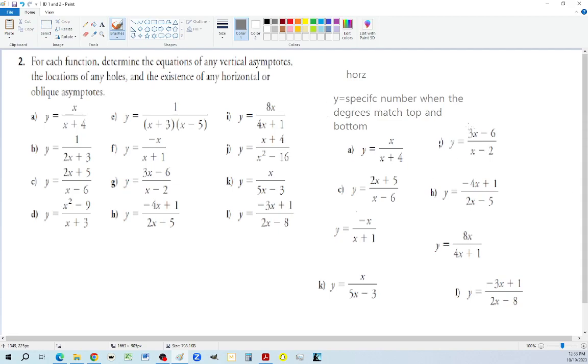So this has a 1 in front of it, and this has a 1 in front of it, and you divide them. 1 divided by 1 is 1. So that horizontal asymptote for this one will be 1. You can plug it into a graphing calculator if you want. This has a 2 in front of it, and this has a 1 in front of it. So the horizontal asymptote for this one will be 2. 2 divided by 1.